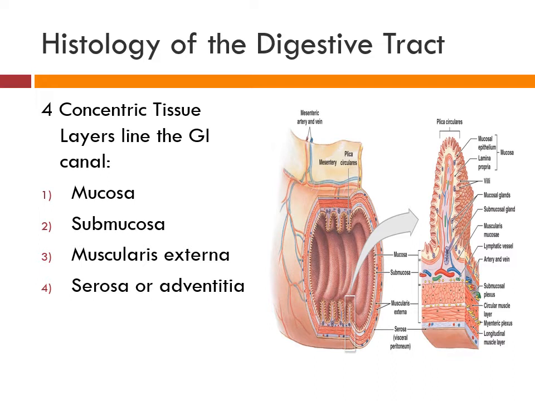So we're going to dive into the histology of the digestive tract. In general, we contain 4 layers in the walls of the GI tract. The innermost layer is the mucosa. Under that is the submucosa. Outside of that is the muscularis externa. And then the outer layer is the serosa or the adventitia.